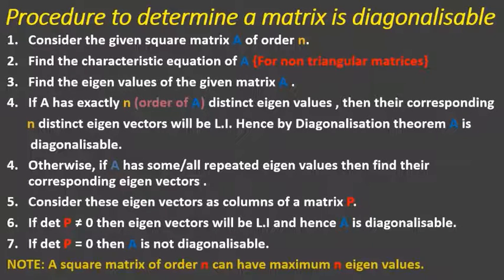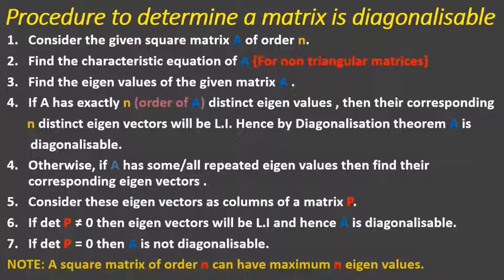Next, let us look at the procedure to determine whether a matrix is diagonalizable or not. First point, consider the given square matrix A of order n. A matrix A is given. Then second point, find the characteristic equation of A, that is for non-triangular matrices. Why do we need this characteristic equation? Let us look at the next step. Find the eigenvalues of the given matrix. How do you find eigenvalues? After you get the characteristic equation for non-triangular matrices. Suppose it is a triangular matrix, you can directly say that the principal diagonal elements are the eigenvalues. Our final aim here is to get the eigenvalues of the given matrix.